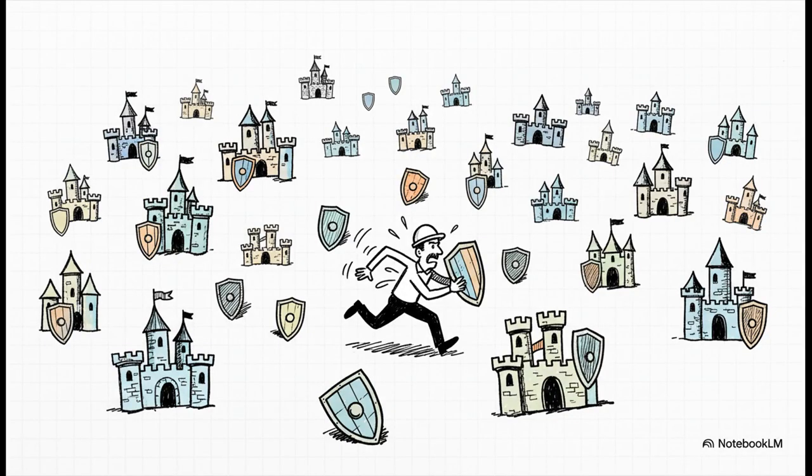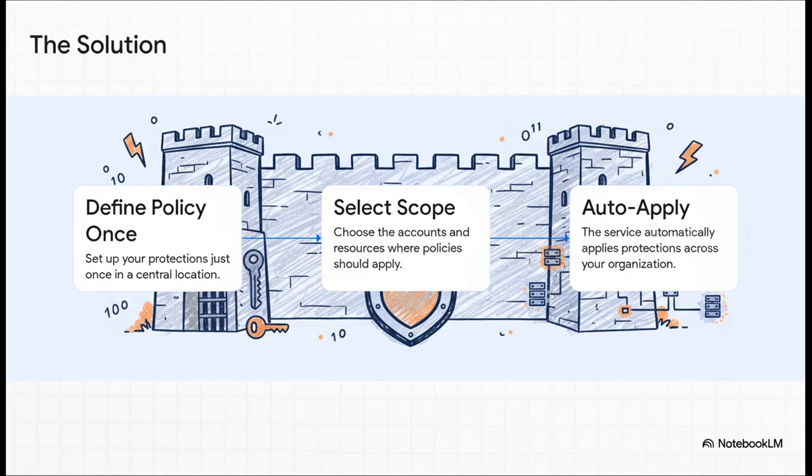And let's be real, this is a problem pretty much any growing organization faces. Trying to manually apply WAF rules and shield protections across dozens or even hundreds of AWS accounts, it's a nightmare. It's inconsistent, it's error-prone, and it just doesn't scale. This is where Firewall Manager comes in and, honestly, saves the day.